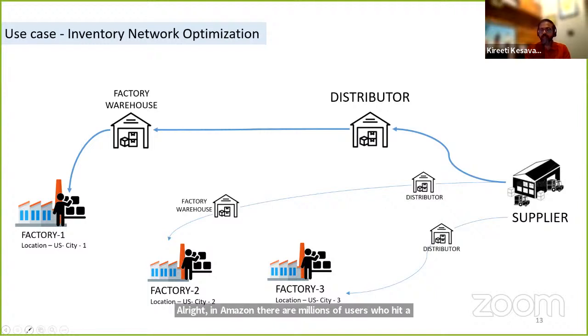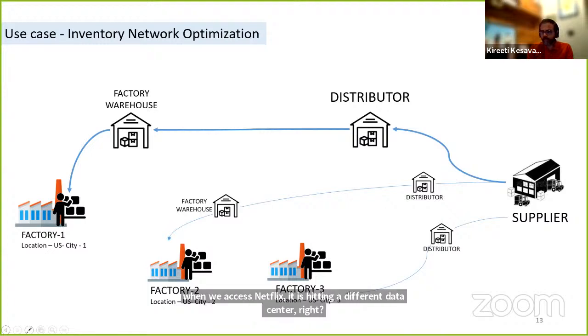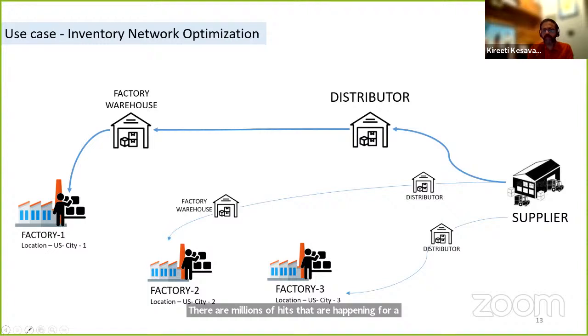So look at the kind of data traffic that the site can handle. Imagine Netflix across the globe. They have multiple tenants, a distributed architecture of deploying Netflix at different geographies. In India, when we access Netflix, it is hitting a different data center, right? There are millions of hits that are happening for a particular movie. How can they ensure the quality of the streaming across all those users happens seamlessly without any issues?